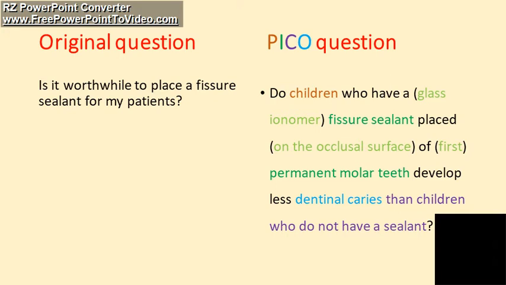Then with further details, do children who have a glass ionomer fissure sealant placed on the occlusal surface of first permanent molar teeth develop less dentinal caries than children who do not have a sealant?